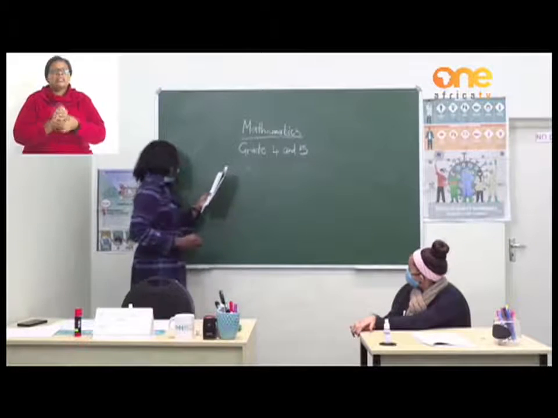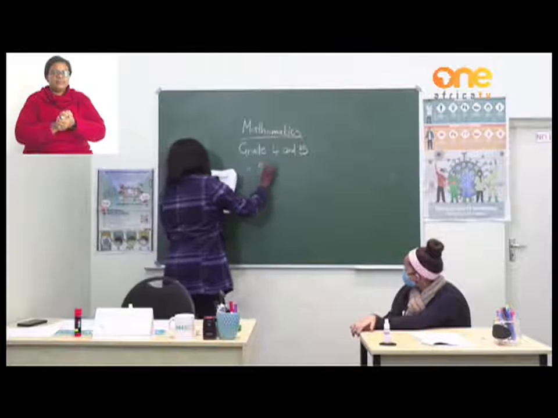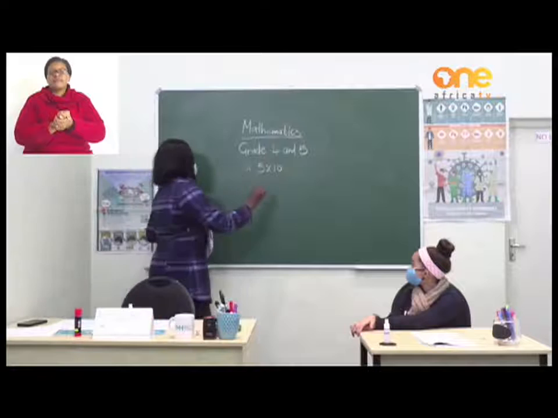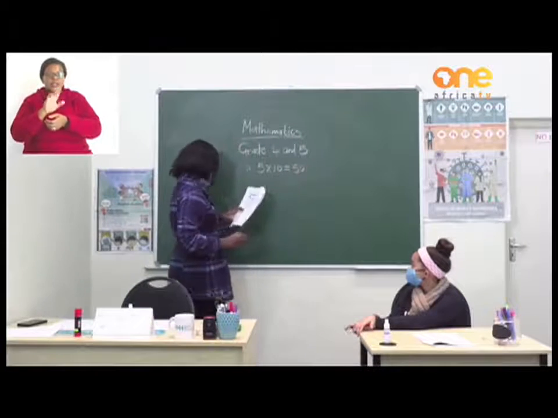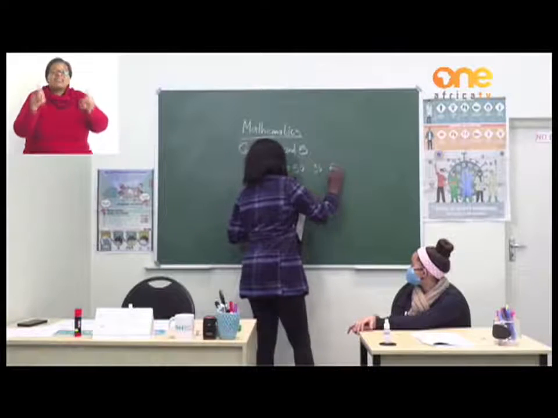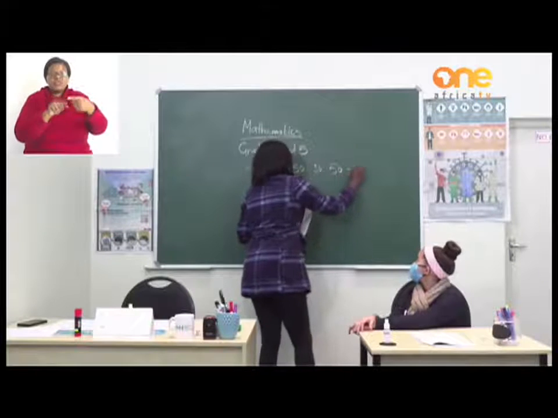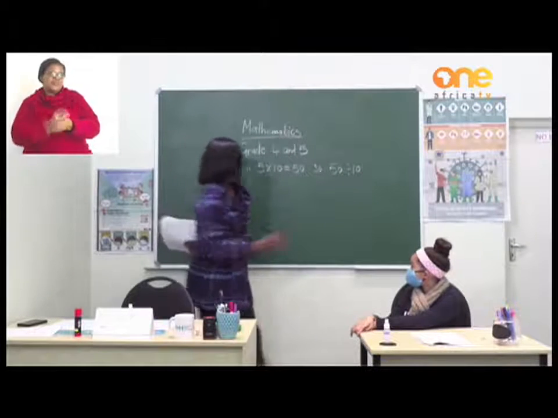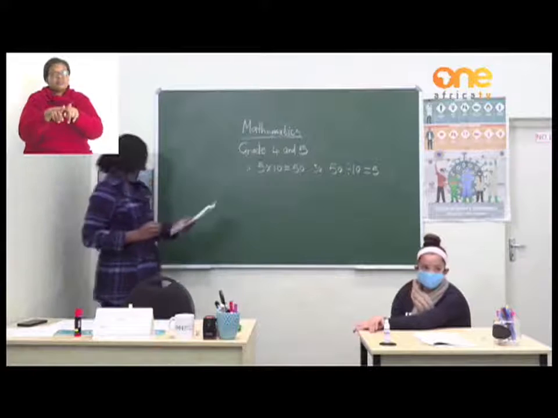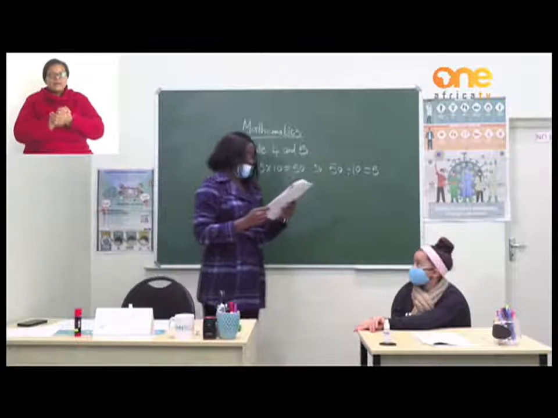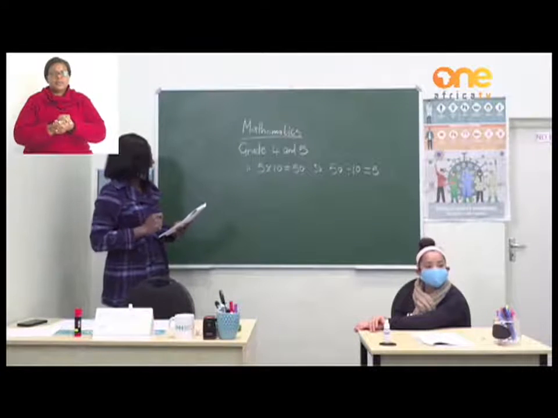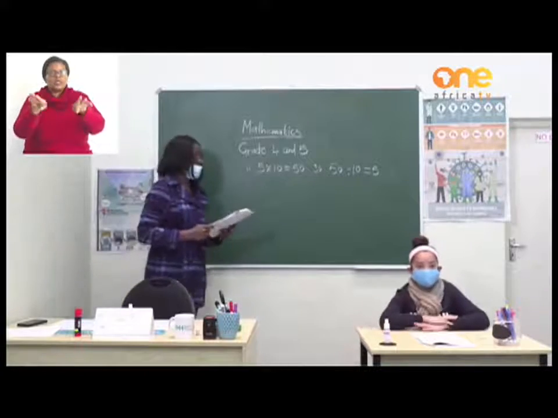Number 1, we have 5 times 10. What is our answer? 5 times 10 is equal to 50. Good. So the inverse operation is 50 divided by 10. What will be our answer? It is 5. That's what we call inverse operation. Boys and girls, I want you to put it in your mind and work it out accordingly. Stay tuned. We'll be back.